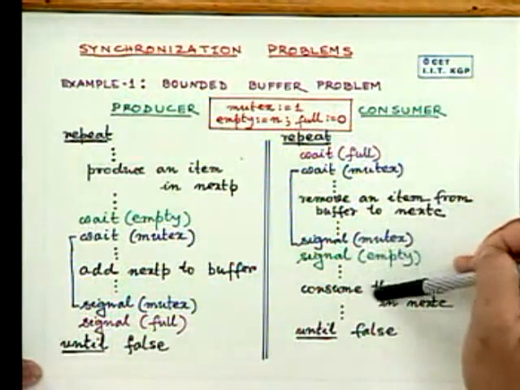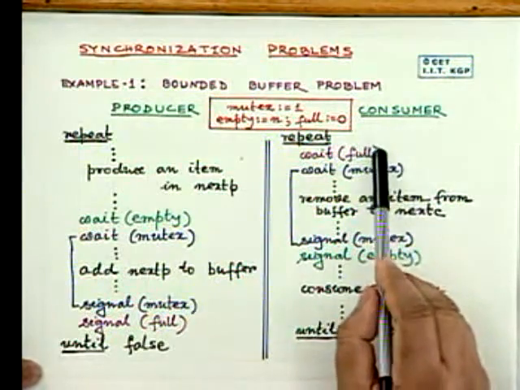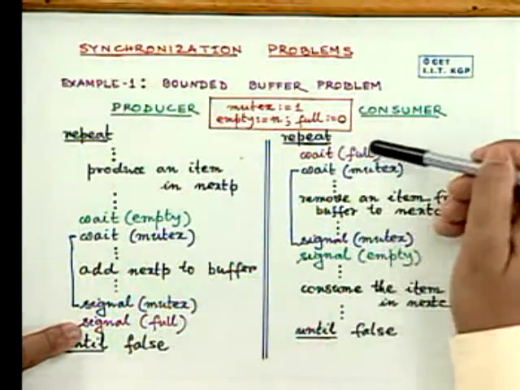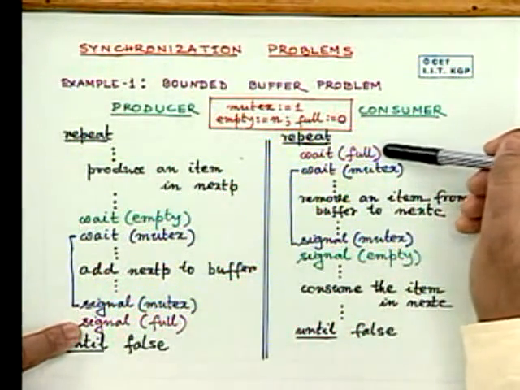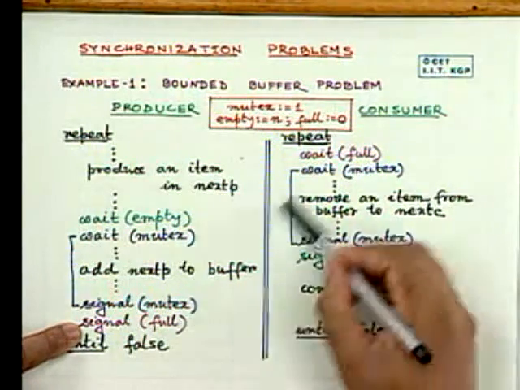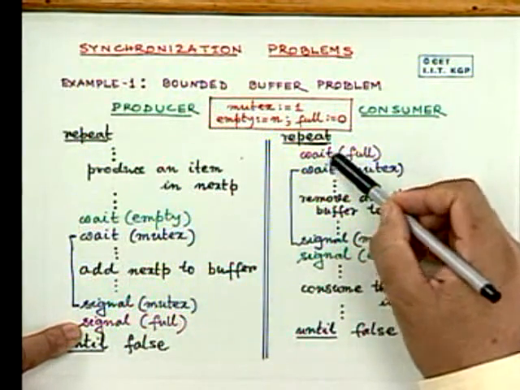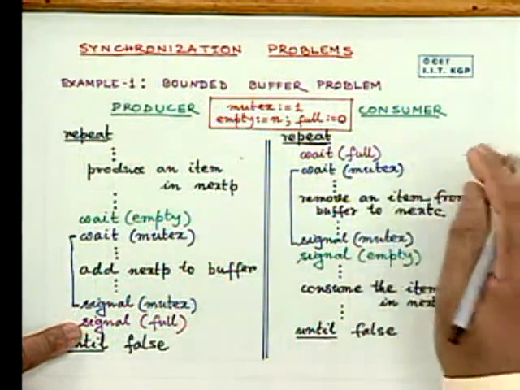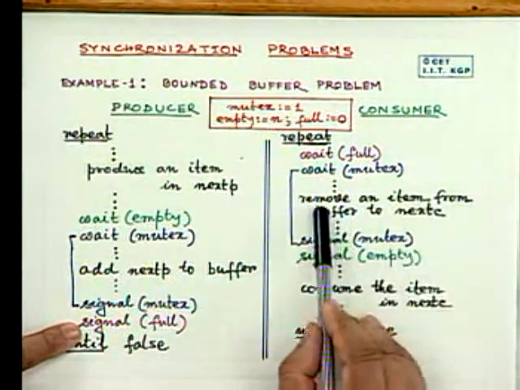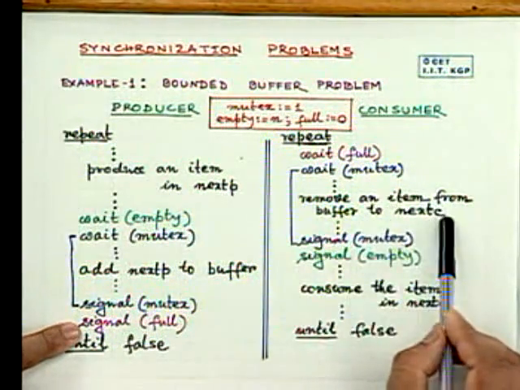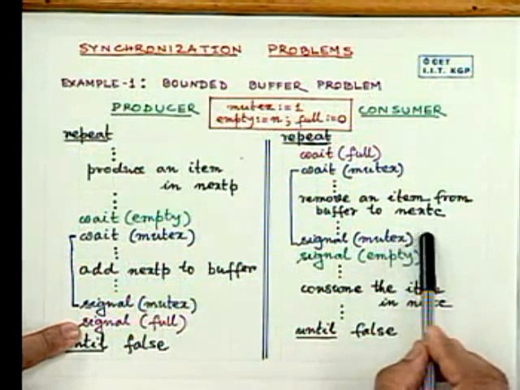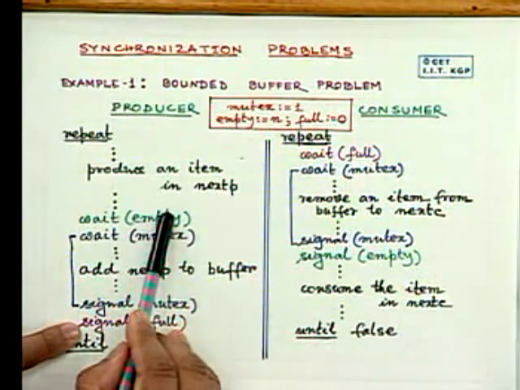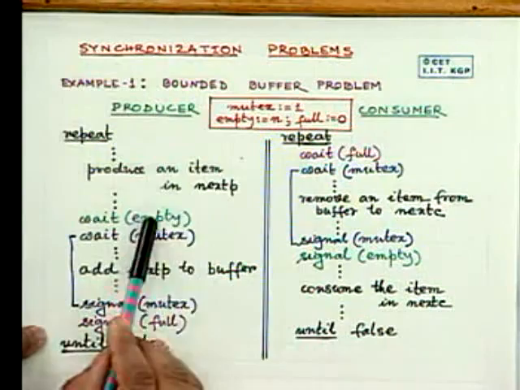Here let us see the consumer process. The consumer process first waits on full to be signaled by the producer. That means if there is no item, then the consumer process waits here to be signaled by the producer process, right? And if it is sleeping, then it will come out of sleep and can enter the critical section. In the critical section, it removes an item from the buffer to next C, then it signals mutex, and then it signals empty. This signal is to any producer process which was waiting on the semaphore empty.